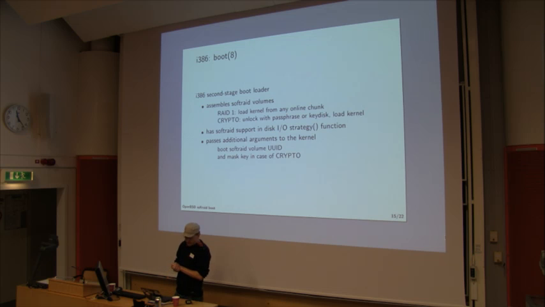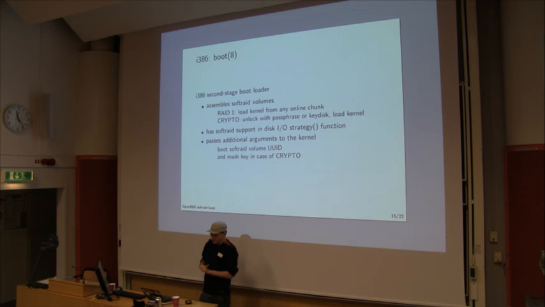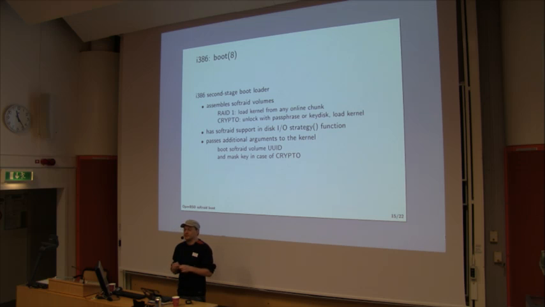Another very important part is that the kernel needs to be told that it was booted from soft RAID, so we're also passing the UID of the software volume we're booting from, and for crypto we pass the mask key, because you do not want to type your passphrase twice, right? So the kernel will transparently assemble the crypto volume it's booted off.